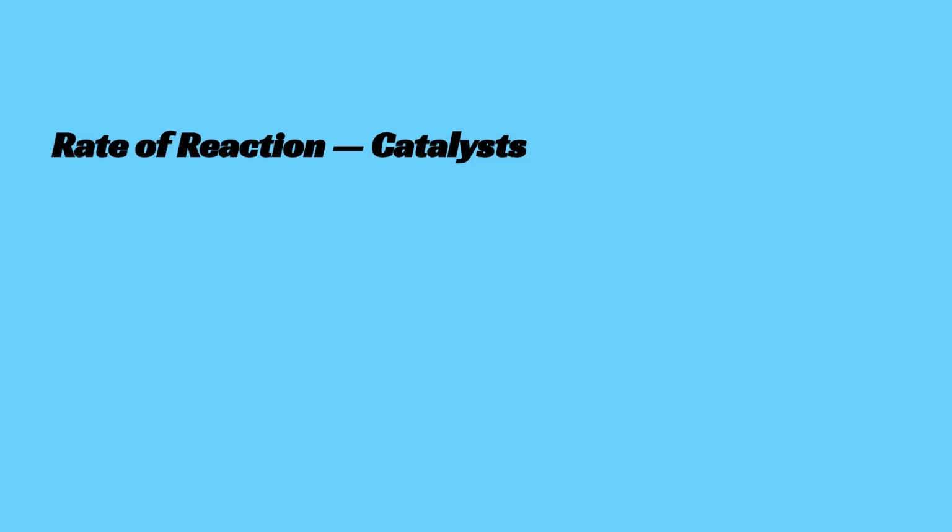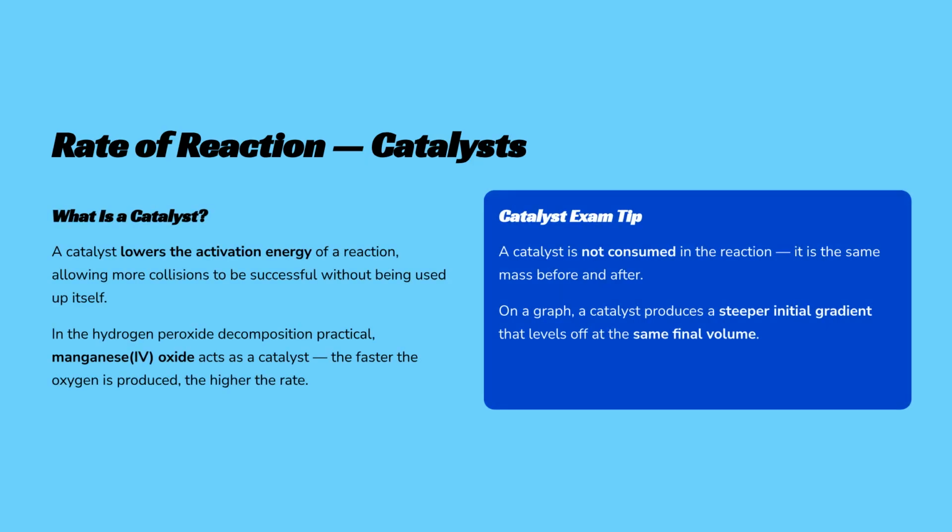A catalyst lowers the activation energy of a reaction without being consumed itself. On a graph, a catalyst gives a steeper initial gradient, but levels off at the same final volume.